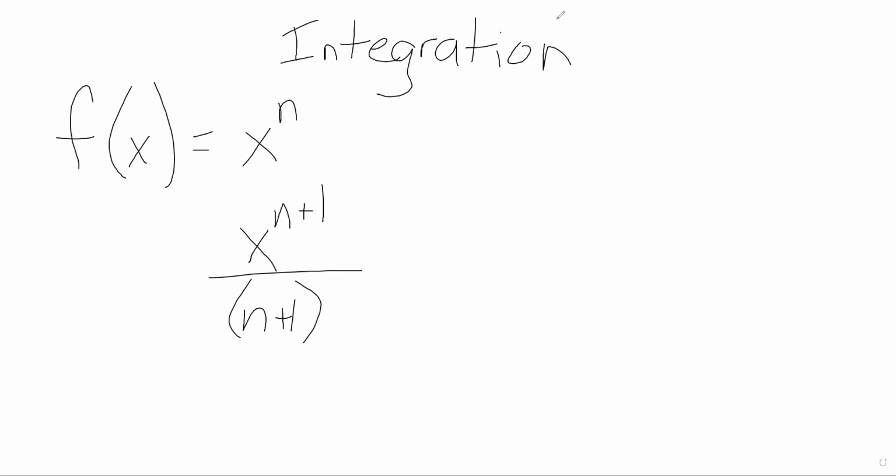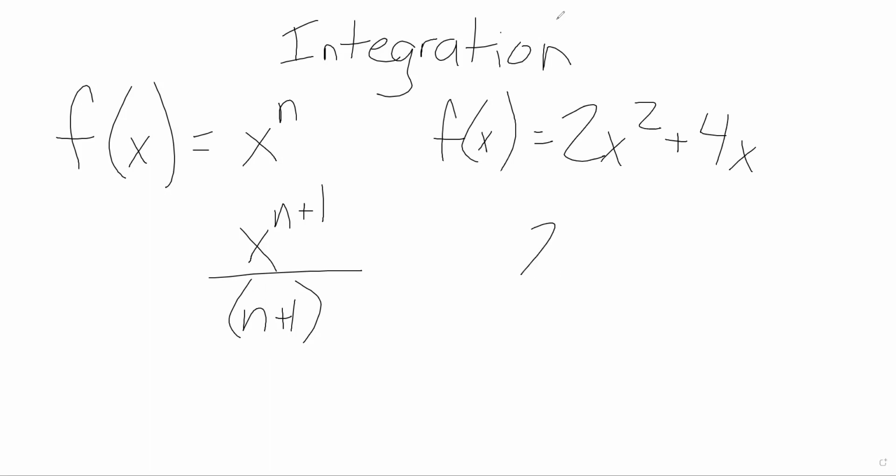So let's say you're given something like f of x equals 2x squared plus 4x. Okay. So how would you integrate that? All you would do is pull the 2 out, right? You see this 2 in front? All you would do is pull it out, throw in some parentheses because they never hurt, and then follow the same procedure with this x squared.